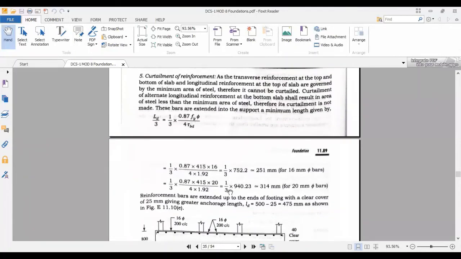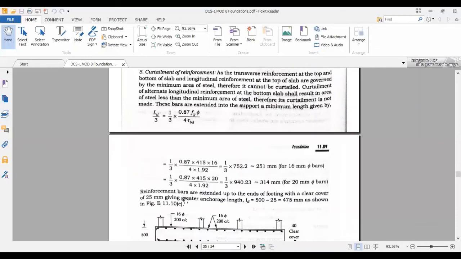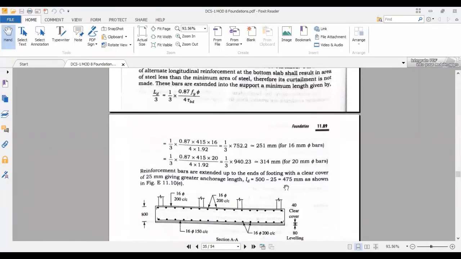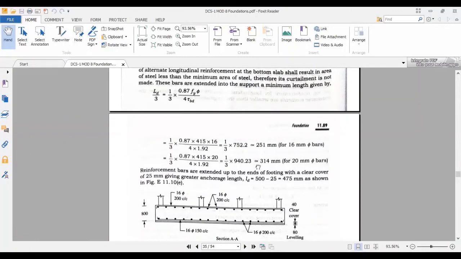So the reinforcement bars are extended up to the ends of footing with a clear cover of 25 mm, giving greater anchorage length LD as 500 minus 25, that is 475 mm, as shown in this figure.